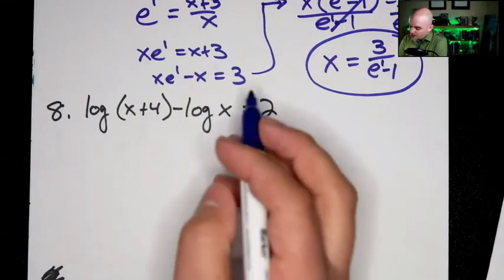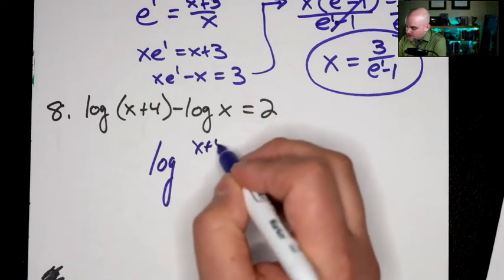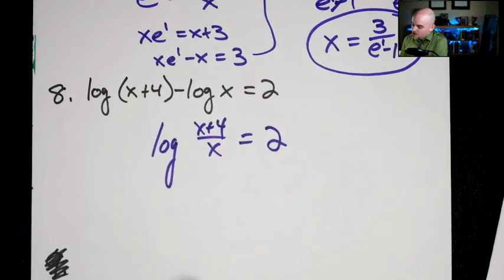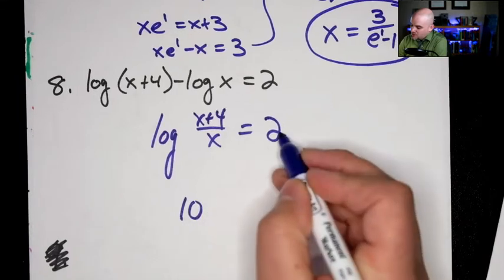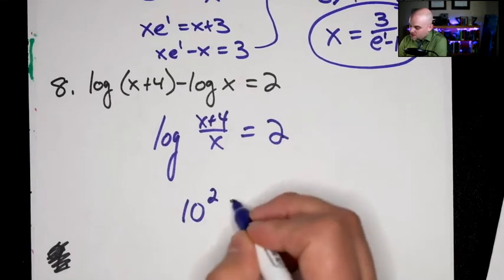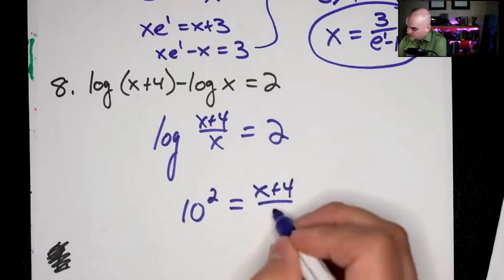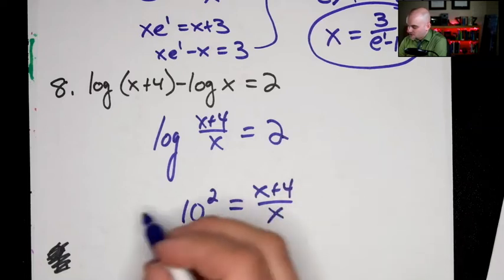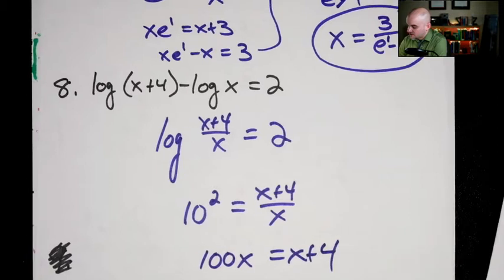Once again, we get that minus sign there, so I'm going to say the common logarithm, log base 10, of x plus 4 over x is equal to 2. And I'm going to say, all right, base here is 10, so 10 raised to the second power is equal to x plus 4 over x. I'm going to work this the same way, but I know 10 squared is 100. So if I multiply both sides by x, I get 100x equals x plus 4.